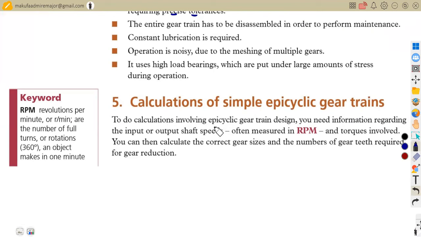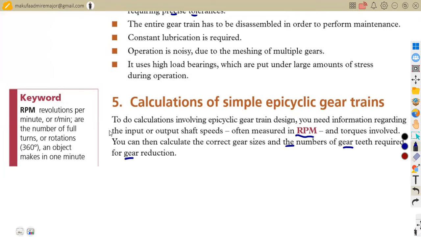Then we have calculations of simple epicyclic gear trains. To do calculations involving epicyclic gear train design, you need information regarding the input and output shaft speeds, often measured in revs per minute, and the torques that are involved. You can then calculate the correct gear sizes and also the number of gear teeth required. So you can talk about the gear size required for gear reduction and so forth.